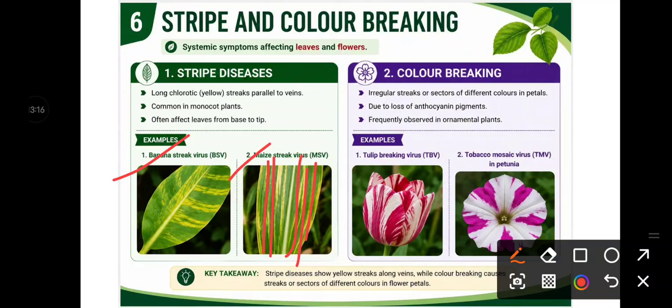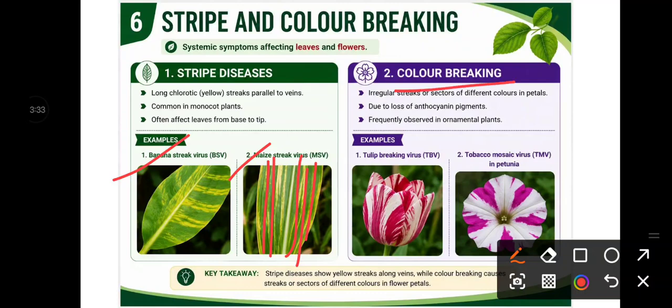Then color breaking. Actually, strips and streaks: strips are generally used for dicot plants, and streaks are used for monocot plants. It's the difference only. In both cases, the parallel chlorotic lines will be formed.